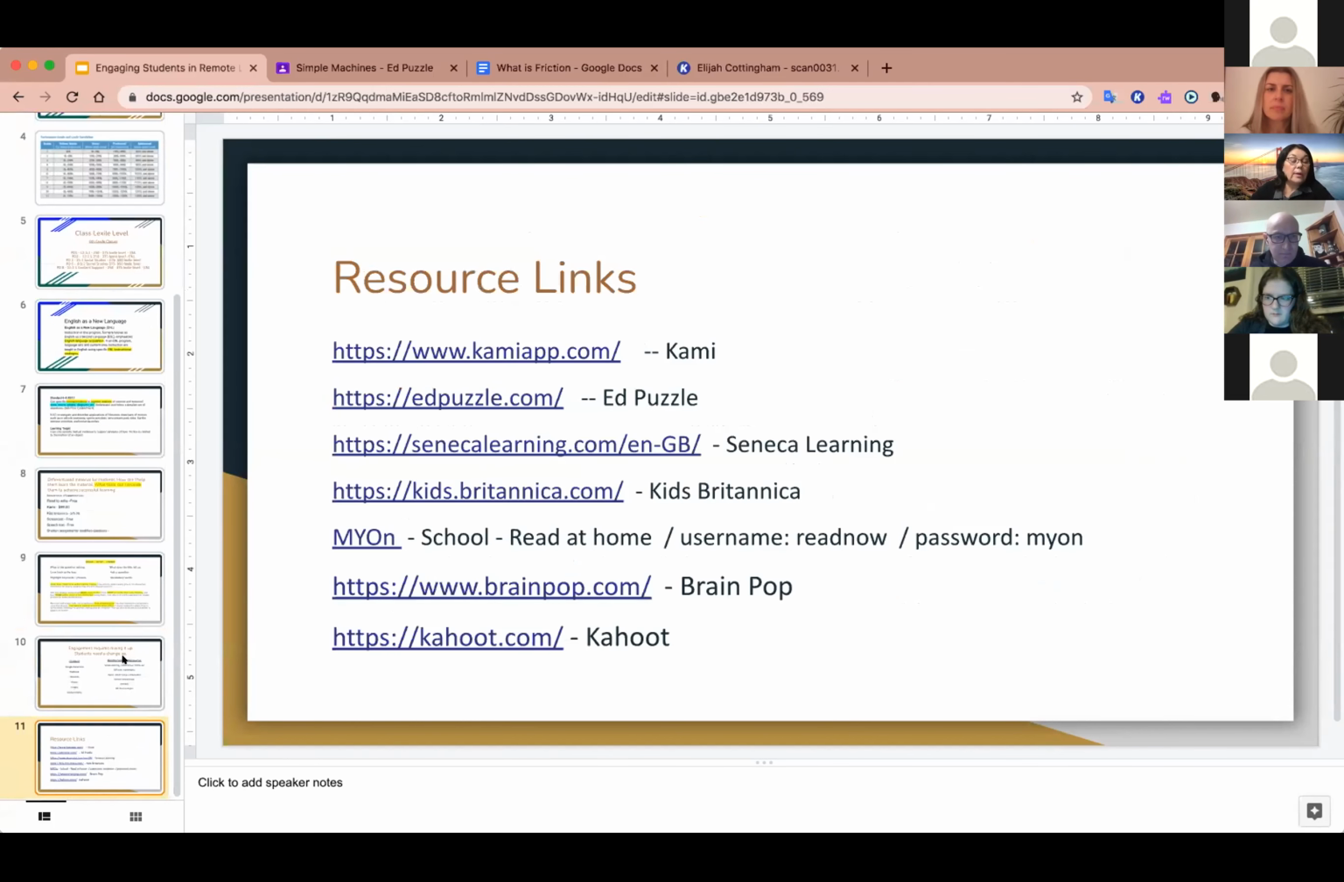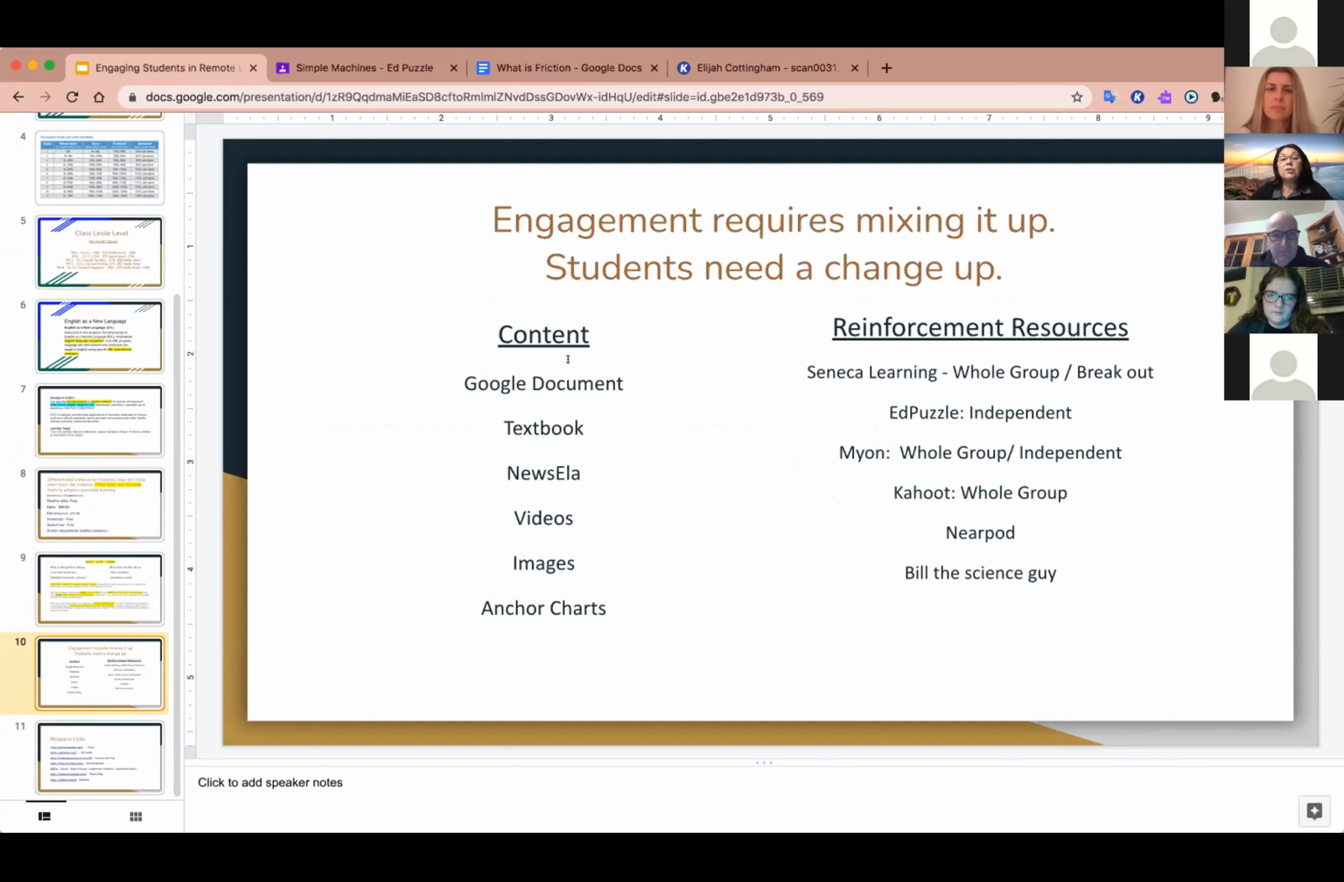Real quick, when I'm teaching, I try to mix it up a little bit. So I use Google textbooks, and then I reinforce the learning with Seneca Learning, Edpuzzle, Mayan, Kahoots, NerdPot, and Bill Nye the Science Guy.